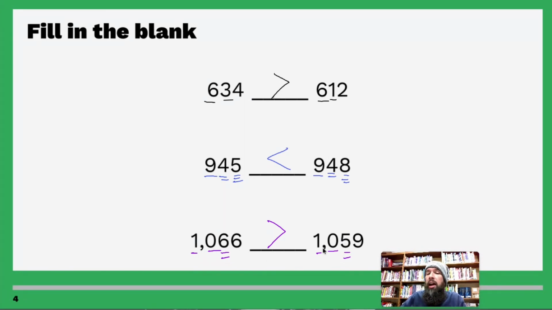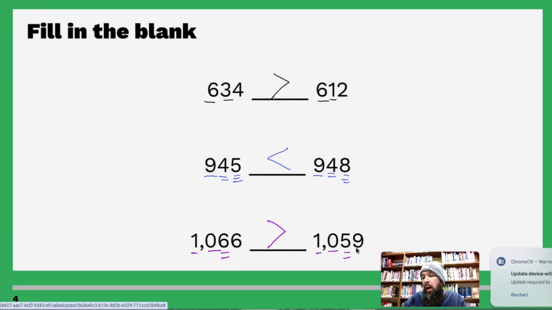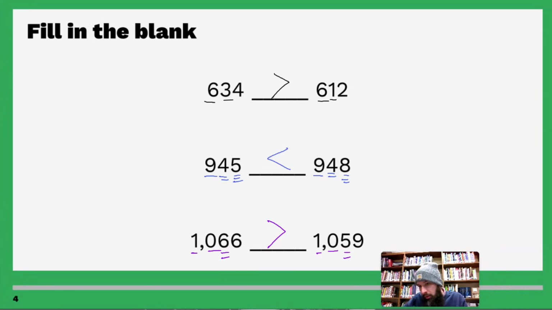1066 is greater than 1059. 1066, it's telling me to update devices, is greater than 1059. So 634 is greater than 612, makes sense. 945 is less than 948, makes sense. 1066 is greater than 1059, makes sense.